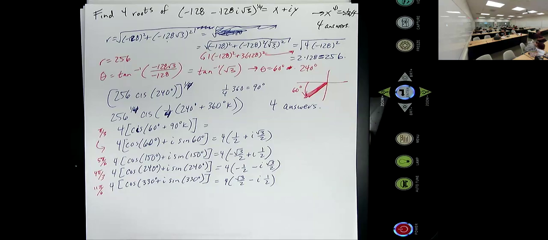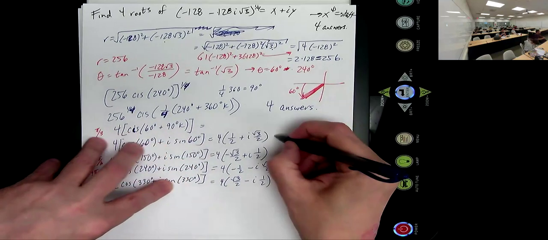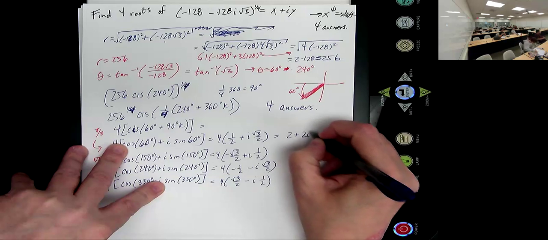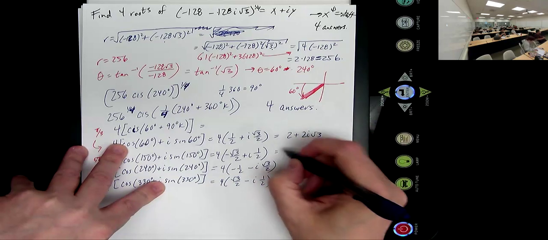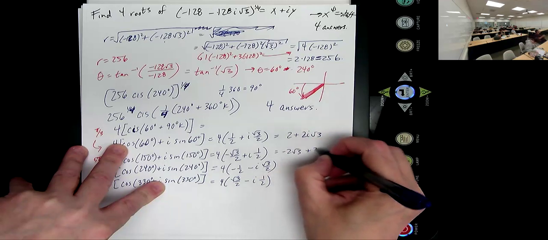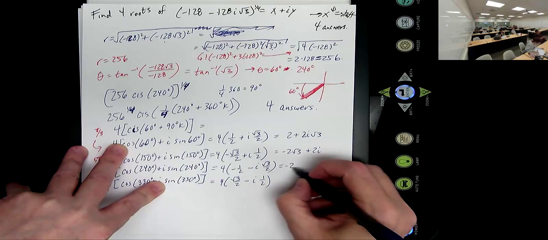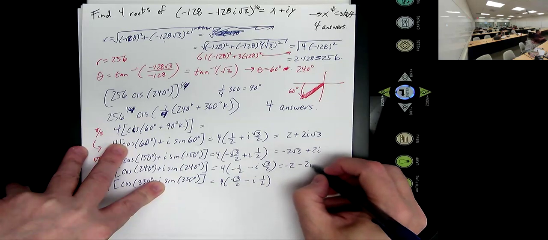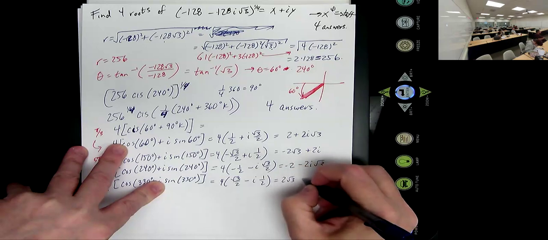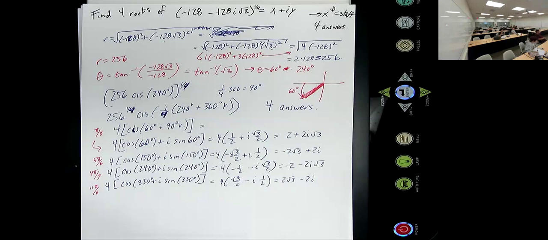Yes, we didn't have conjugate pairs. These are not conjugate pairs. They're close. Like if I do this, this is 2 plus 2I root 3. And this is negative 2 root 3 plus 2I. This is negative 2 minus 2I root 3. And this is 2 root 3 minus 2I.